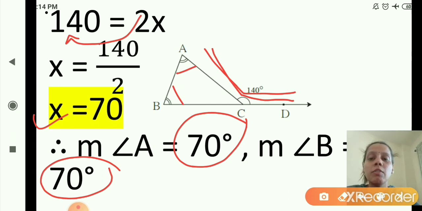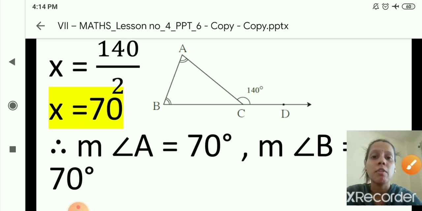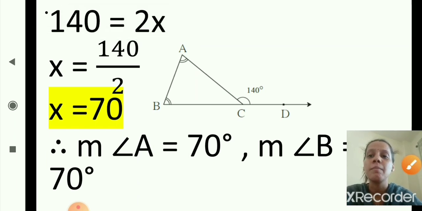Okay, which was given in the question, that is 140 degree. So this is the answer. I hope you are clear with the first sum. One more time we will revise this first answer.